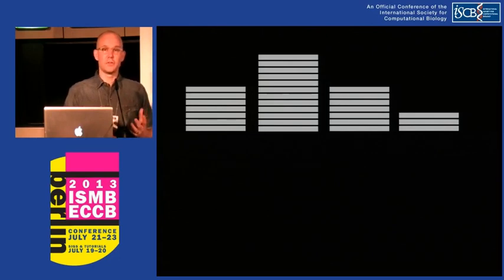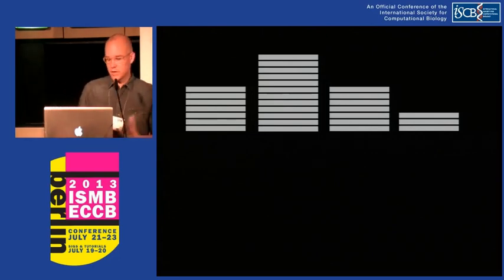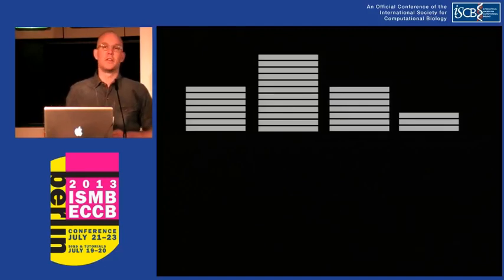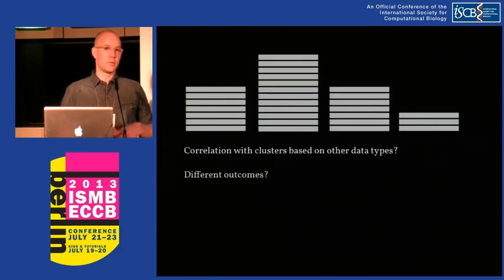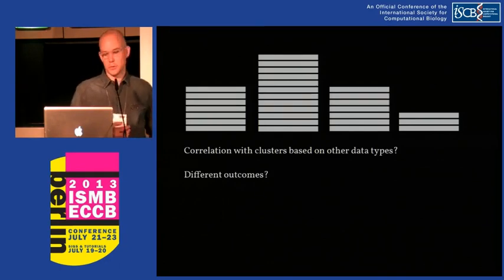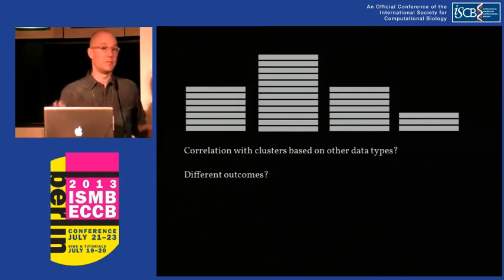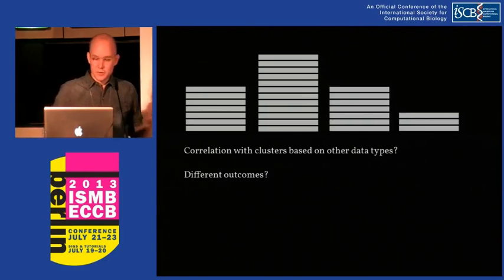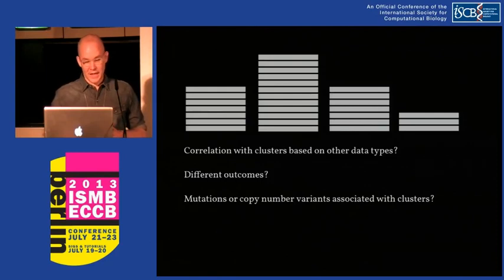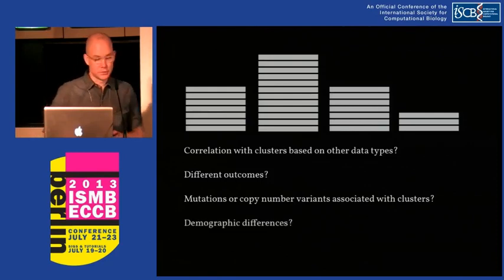Once we have those, we can ask, now that we found a cluster, for instance, by clustering mRNA expression data, can we find correlations between those clusters and certain gene mutations or copy number changes or some clinical variables and so on and so forth? We can also ask whether there are different outcomes. Do patients in one of these clusters live longer, or are they maybe younger people or older people? There are many, many questions that we can ask, and here are just some examples.